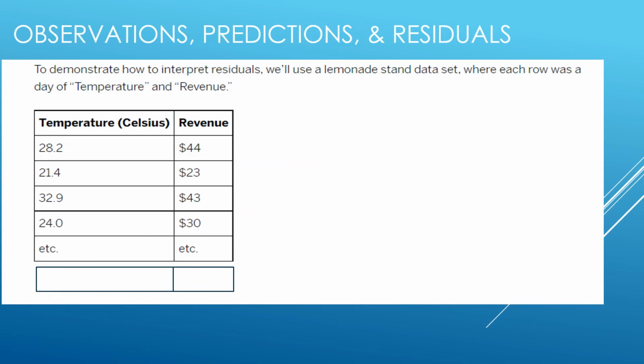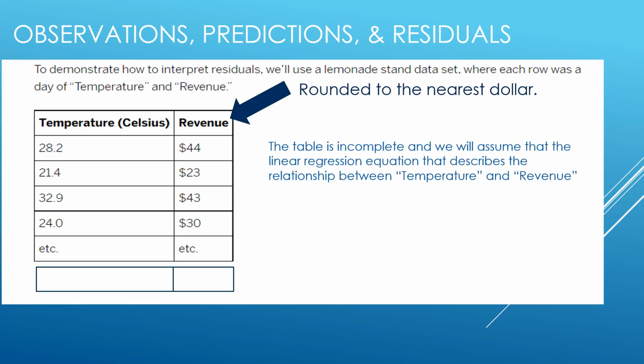Observations, predictions, and residuals. To demonstrate how to interpret residuals, we'll use a lemonade stand data set where each row was a day of temperature and revenue. And the revenue is rounded to the nearest dollar. The table is incomplete. Notice that row that says etc. So we're going to give you the linear regression equation that we are going to use to make predictions and find residuals.